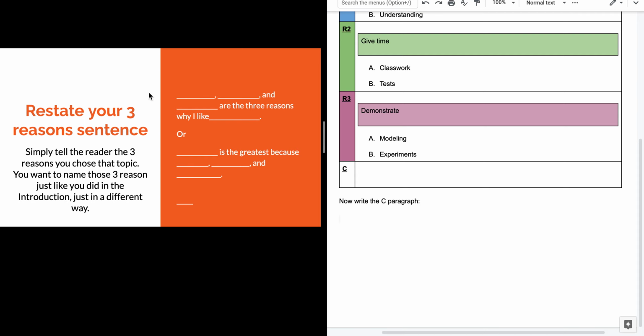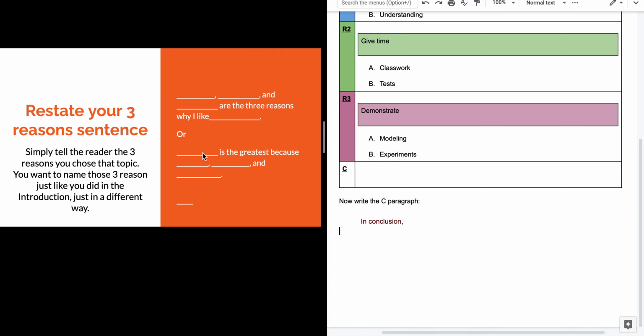So, if you look here in the orange, I got some basic outlines to help you write your first sentence in your C paragraph. You can say blank, blank, and blank are 3 reasons why I like blank, or blank is the greatest because blank, blank, and blank. These are just basic skeletons of a restating sentence, our first sentence for the C paragraph. I'll go ahead and write mine, which has a little bit more meat to it.